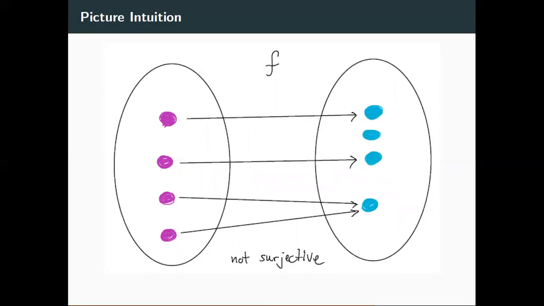On the other hand, here is an example of a function that's not surjective. The reason why this function is not surjective is, even though this element is being hit, this element is hit, this element is hit, however, this element has nothing mapping to it, so it would not be considered surjective.